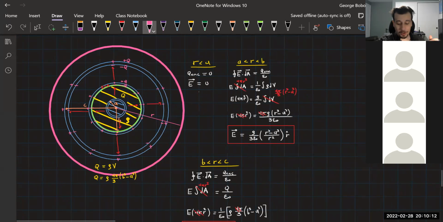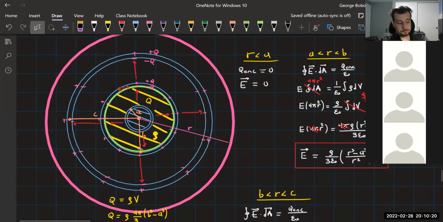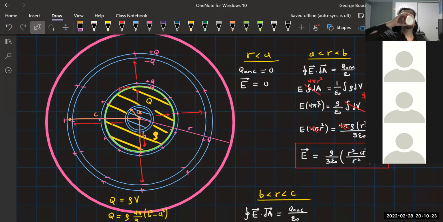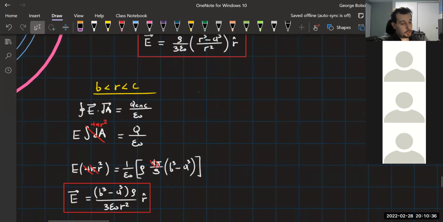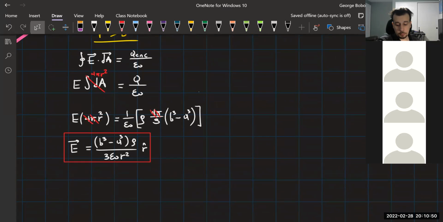And then when you're asked about, watch this, when you're asked about what's the enclosed charge under the pink sphere, what do you say now? How many Qs do you see? Add them all up. Still the yellow Q. So in fact, what you did here works also for R greater than C. In fact, what you did here is for R greater than B right now. Forever, this is your electric field afterwards.